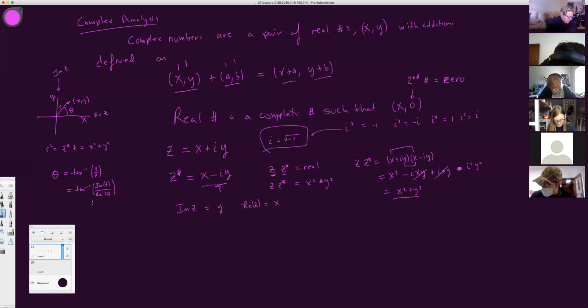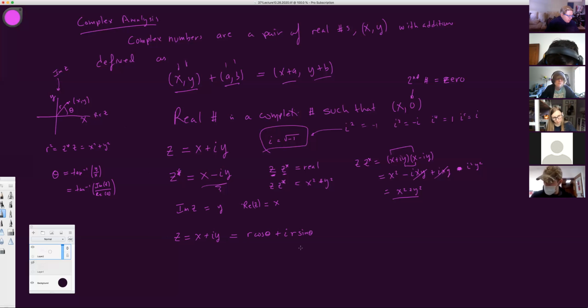Okay. All right. So we know that if you wanted to write a point x, y on the xy plane, because this is very similar to the xy plane, right? You could say, well, we know that z is x plus iy. I know that much. And I know that x is r cosine theta, right? So r cosine theta plus i r sine theta.